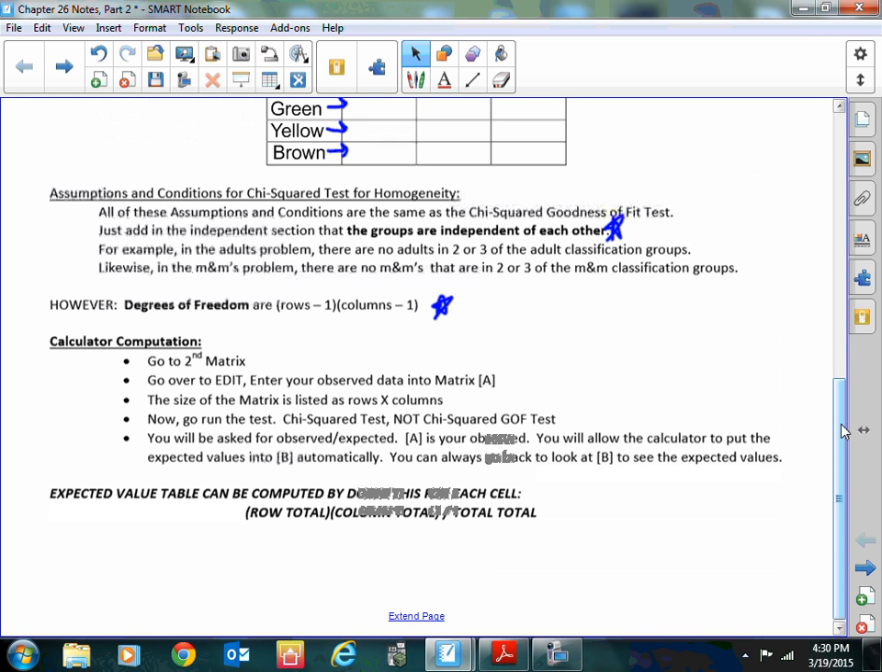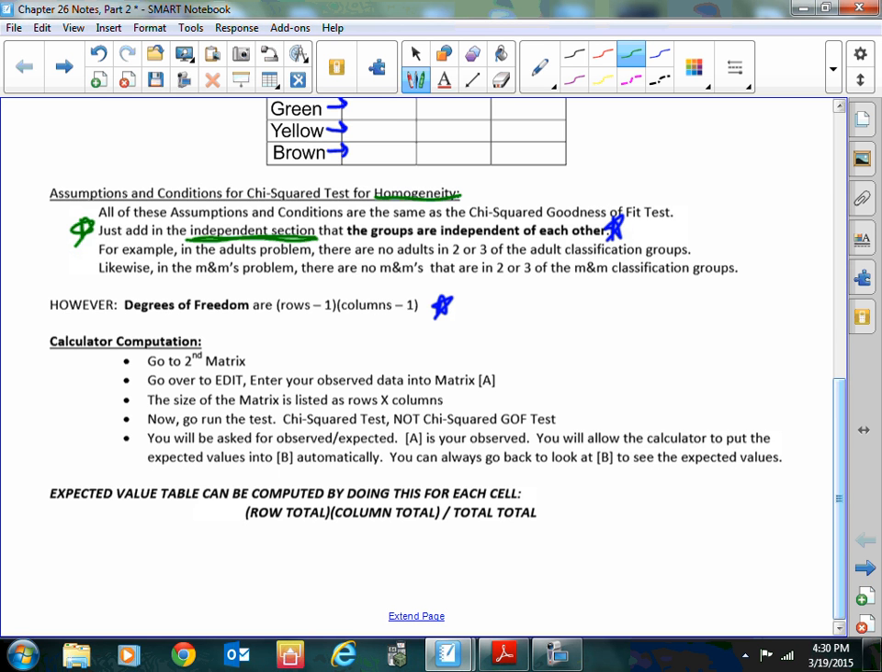So now let's talk about the assumptions that have to happen for a chi-squared test of homogeneity. These are still the same as for the independent tests. All of the assumptions and conditions are pretty much the same as what we had previously done. We would need to say that all the groups are chosen randomly. But here's what's new. You have to say that the groups are independent of each other.